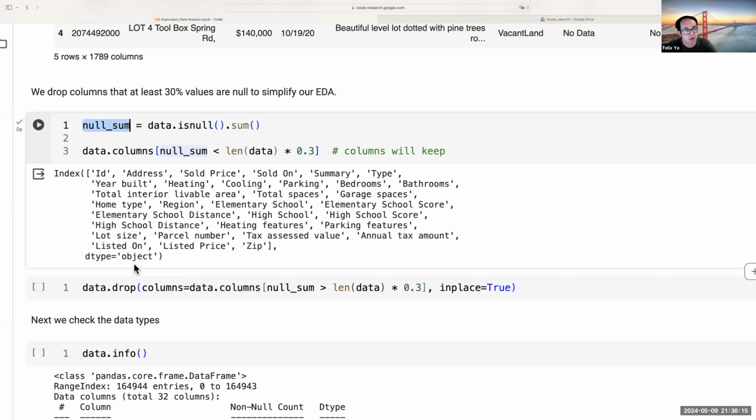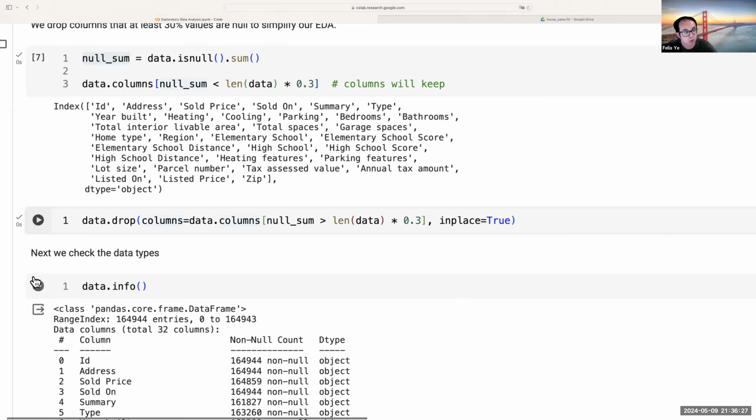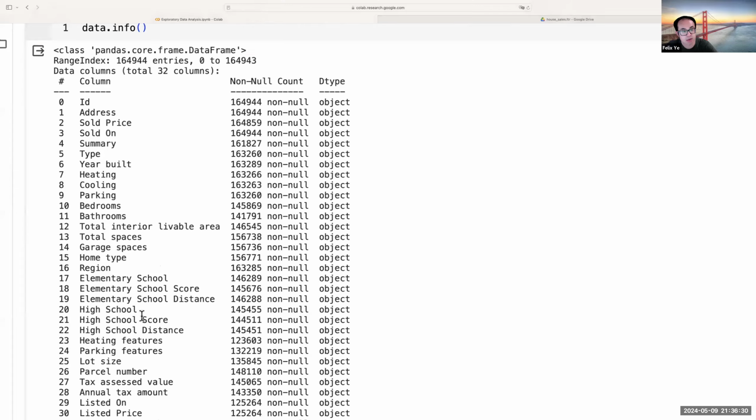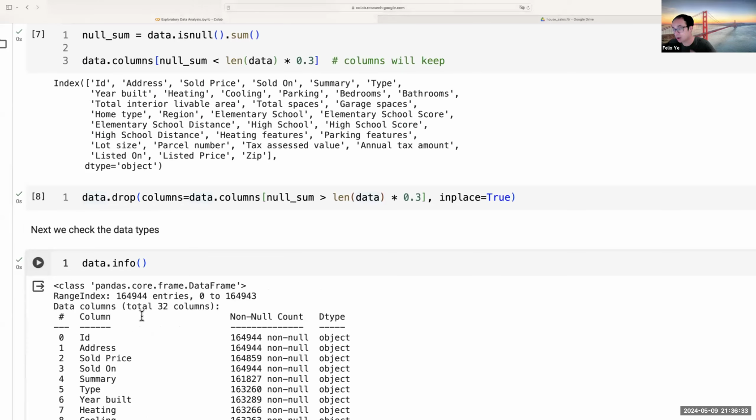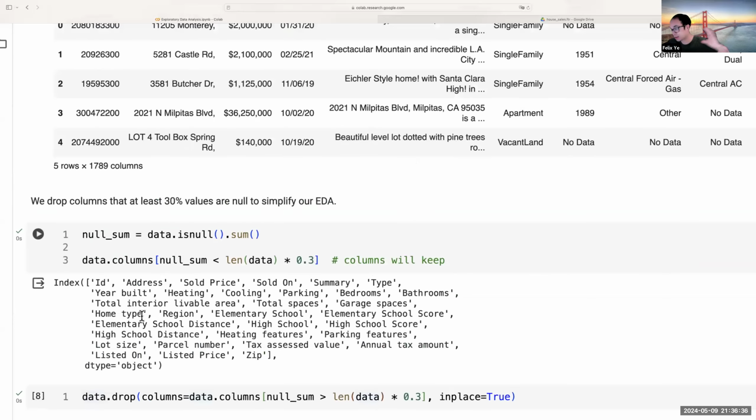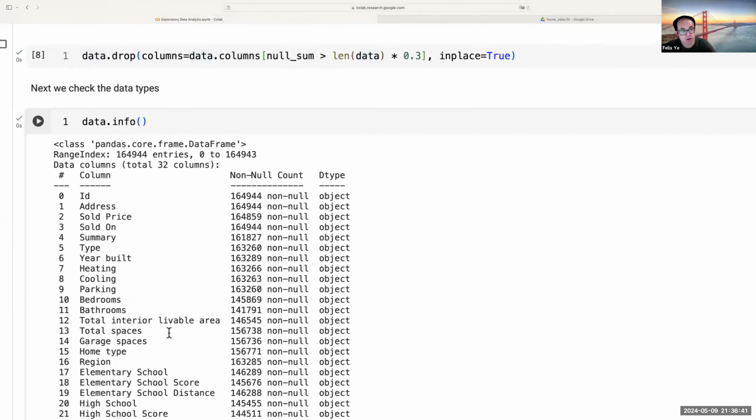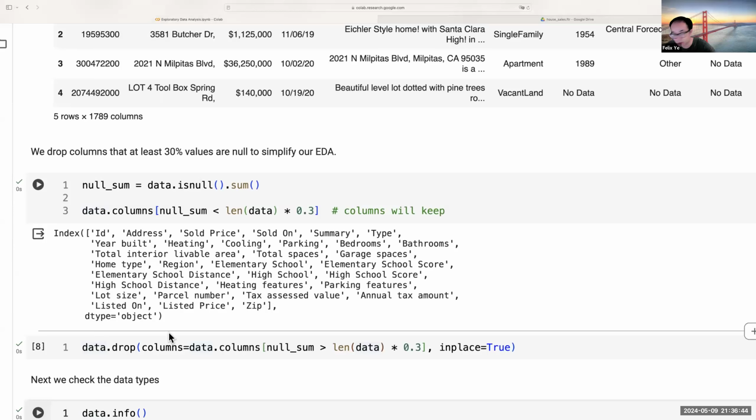All right, so then what I'm going to do is basically drop all these columns that are mostly nulls. That means I only have to work with 32 columns now. So with one single trick, we shrink our columns from 1800 into 32. I'm enforcing that all my columns have at most 30% nulls, at least 70% with some values.